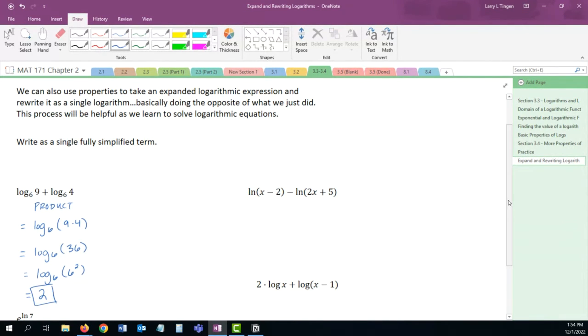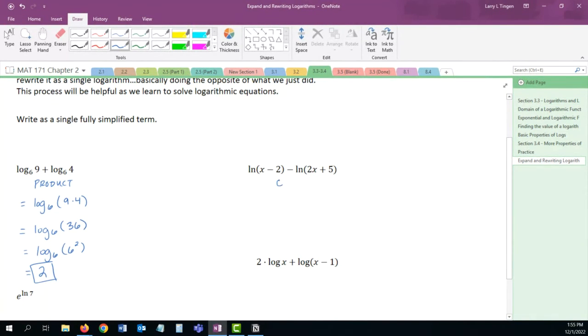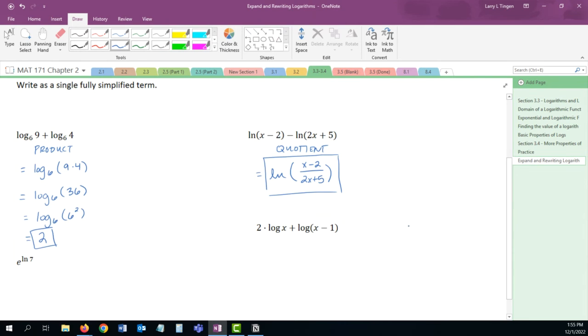Next, natural logs, and I've got them subtracted. This is the quotient rule. It says if I have subtraction on the outside, I can rewrite that as division on the inside, x minus 2 over 2x plus 5. Okay. This one didn't break down to a single number, and that's absolutely fine. The first one didn't have a variable in it. So if you're wondering why the answer to the first one is 2 and the answer to the next one is, I just wrote it as one natural log with a quotient inside. It's just dependent on the problem.